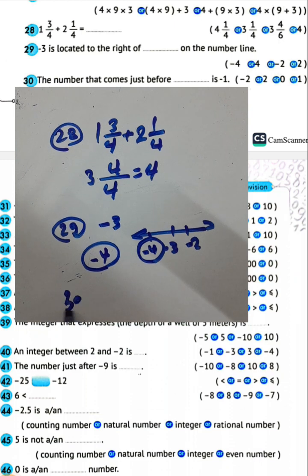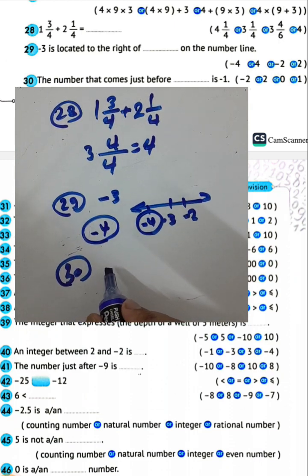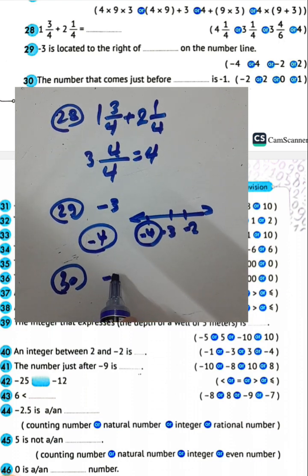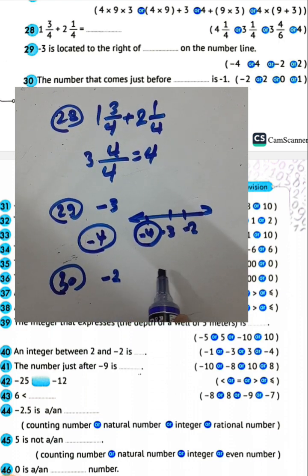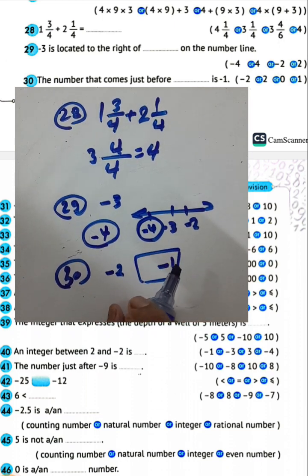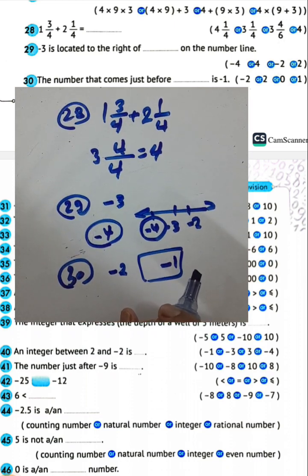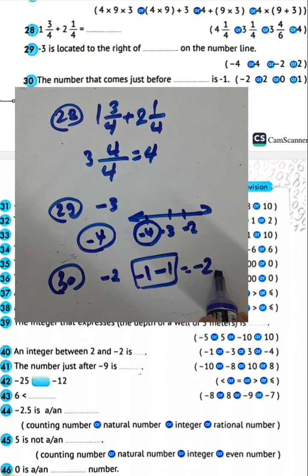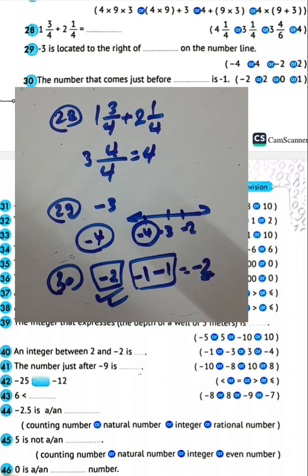Question 30. The number that comes just before negative 1 will be negative 2. Before means subtract 1 from the number. What does he want to find? He wants to find the number that comes just before negative 1. Before negative 1, it will be negative 1 subtracted by 1. The result will be negative 2. Then the result here will be negative 2.